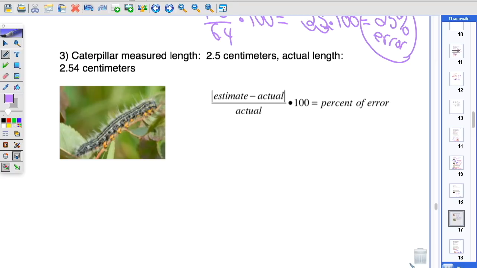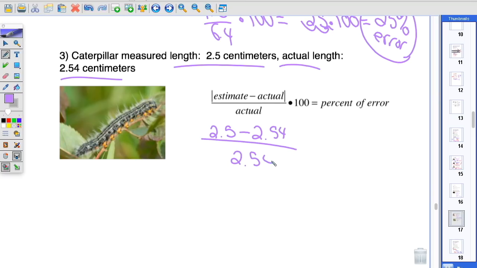Number 3. The caterpillar measured a length of 2.5 centimeters. Its actual length is 2.54 centimeters. So we take our estimated, which is 2.5, minus the actual, 2.54, divide by the actual, 2.54, and take the absolute value, and we also want to multiply it by 100.